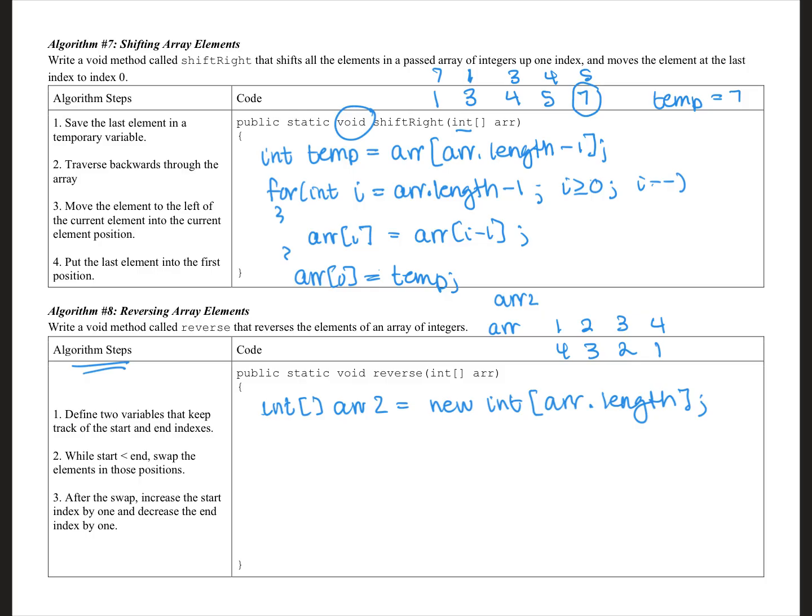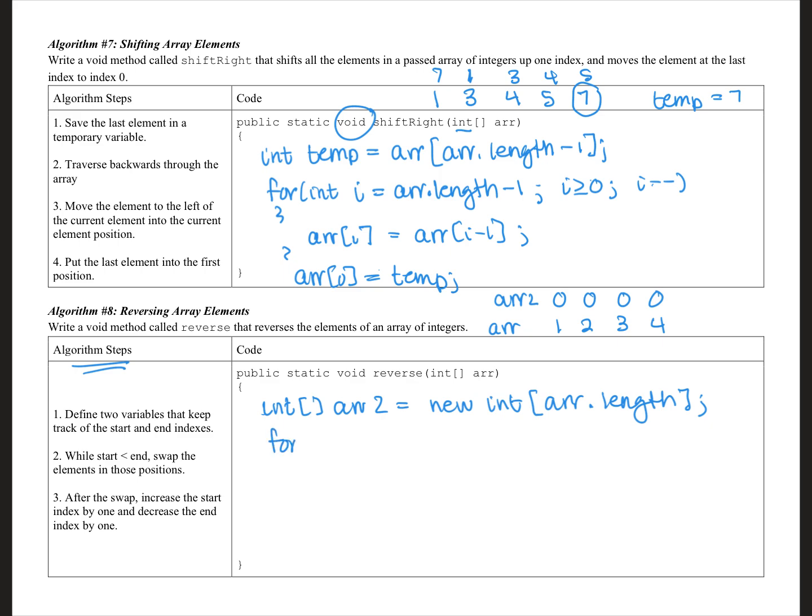And right now, the only thing in there are zeros because that's the default data. Remember, if it's an integer array, it defaults to 0. If it's a double, it defaults to 0.0. Strings default to null, and Booleans default to false. So now I'm going to traverse the length of the array and just copy everything backwards.